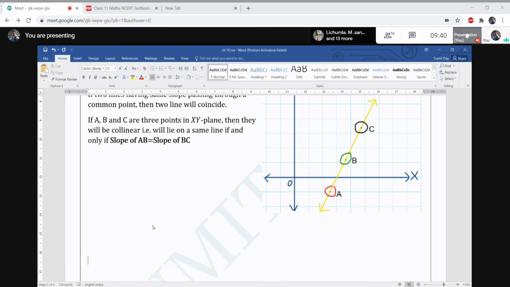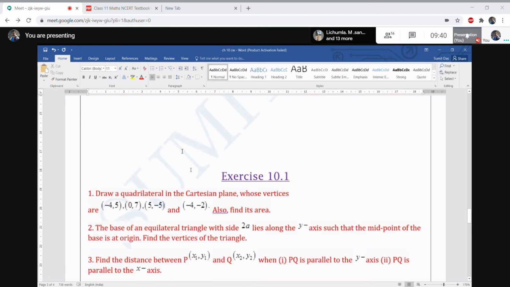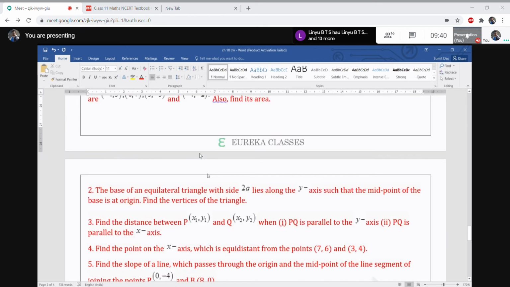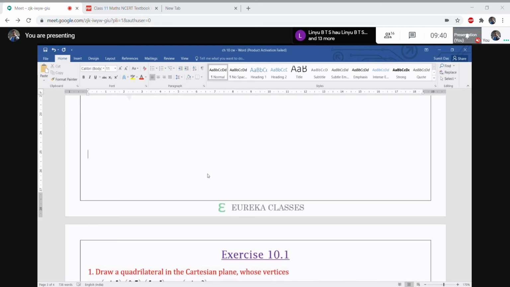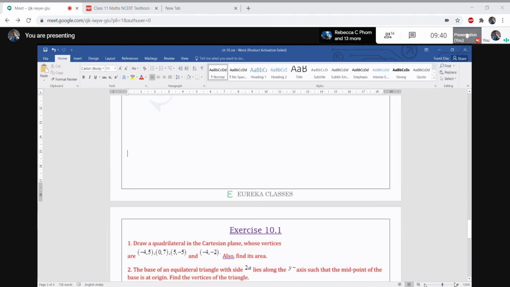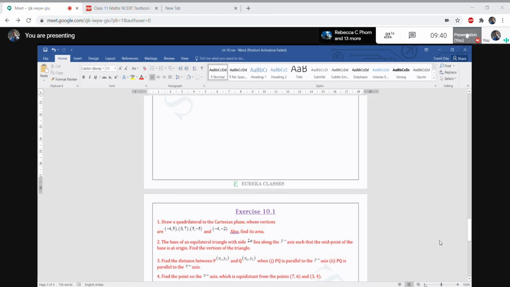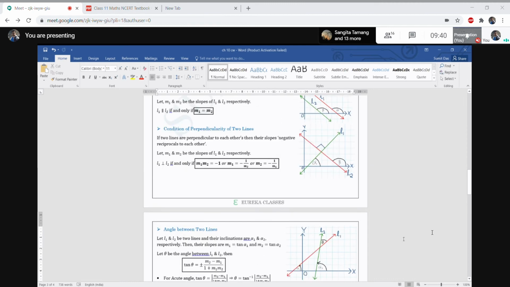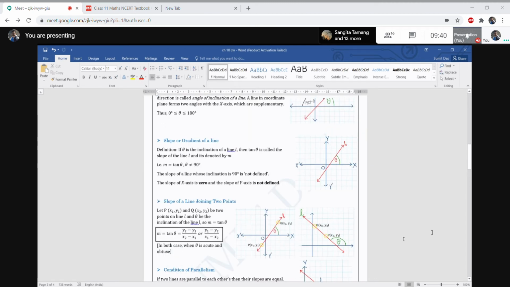So up to this part, we have the theory part, and the theory part is now complete. If anyone still has a doubt, you can ask me. Then I will move towards the next part.